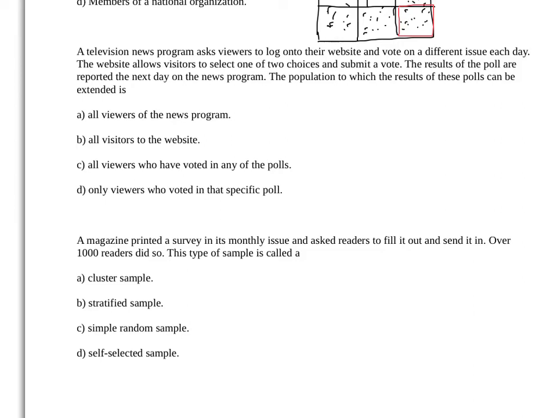So you can't take the viewers from any of the polls. You can't just say that whatever my results are from that specific poll, they apply to everyone who has ever voted in a poll. Because the polls are different, so they're attracting different people. So therefore, the best answer here: only viewers who voted in that specific poll, right?